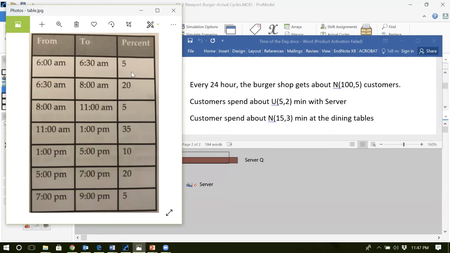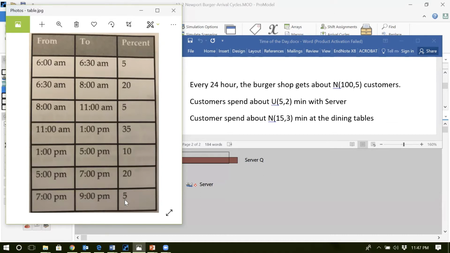So as you can see, the sum of these percentages adds up to 1. So that tells us that these 100 people on average that are coming to this burger shop each day, or in every 24 hours, are spread throughout the day based on these percentages, okay?